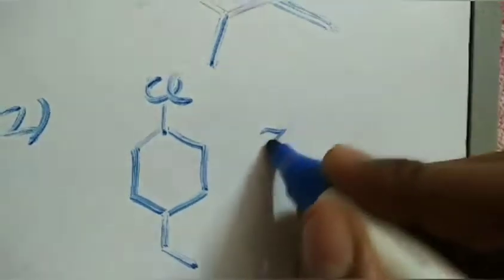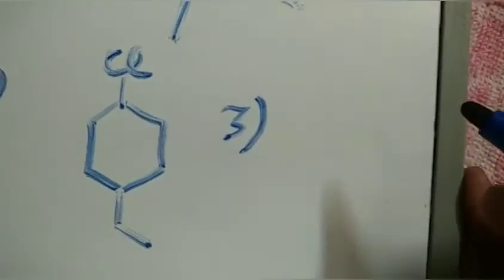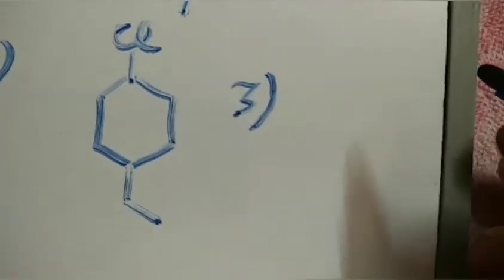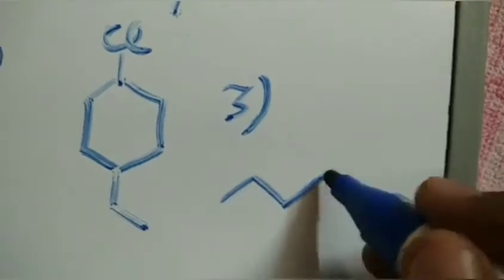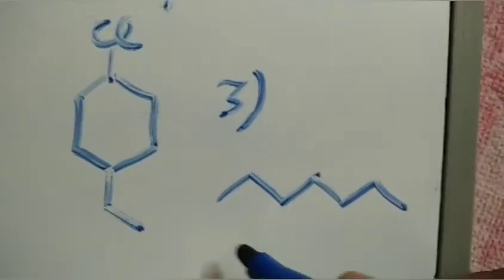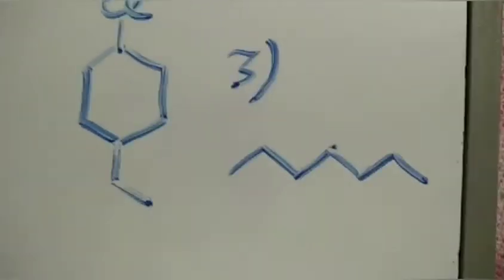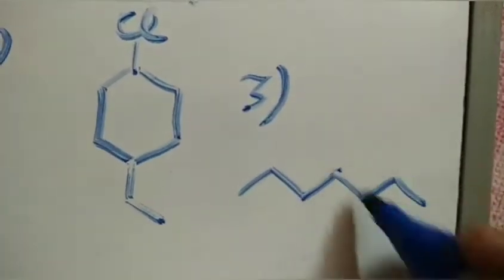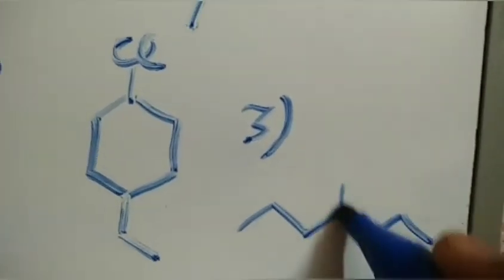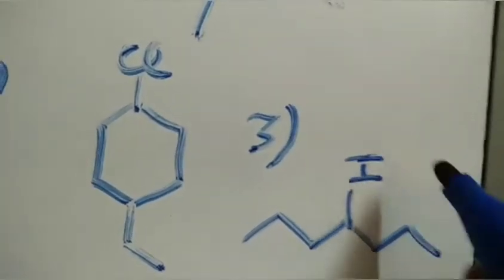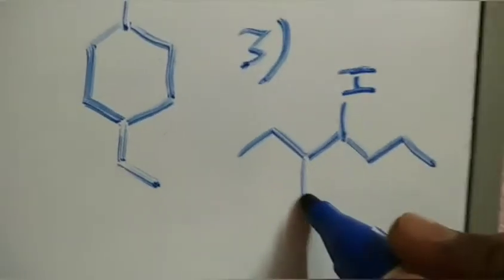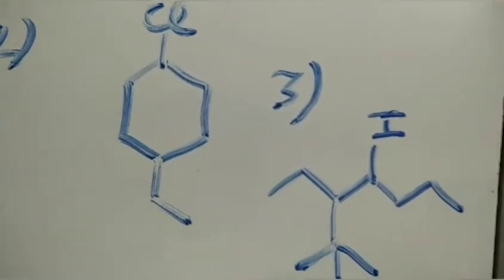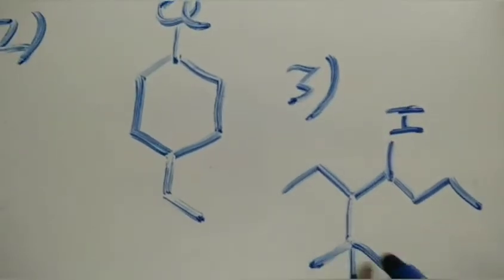The next question is 4-tert-butyl-3-iodoheptane. The heptane structure is this one: 1, 2, 3, 4, 5, 6, 7. If you keep on writing CH3 CH2 CH2, it will take years. Just randomly write, this is the third position, iodide. And the fourth position is tertiary butyl, like this: 1, 2, 3, 4 carbons, with this as the tertiary position. This will be tert-butyl.